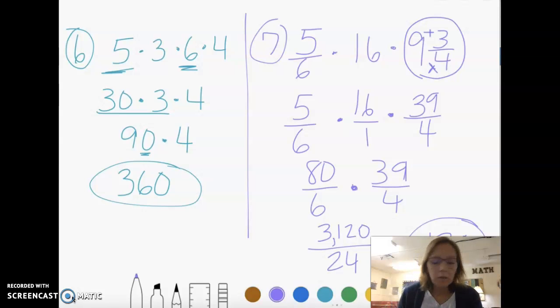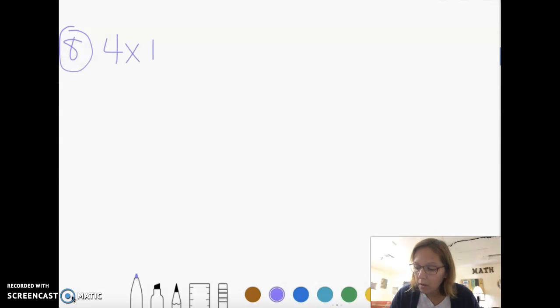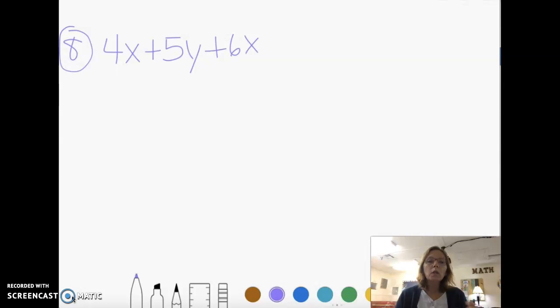And let's do a couple other examples, okay? So the next section says simplify each expression. So it's giving me some numbers and variables, and it wants me to simplify. And remember, simplify means combine like terms. So I'm going to look for any terms that are alike and combine them.